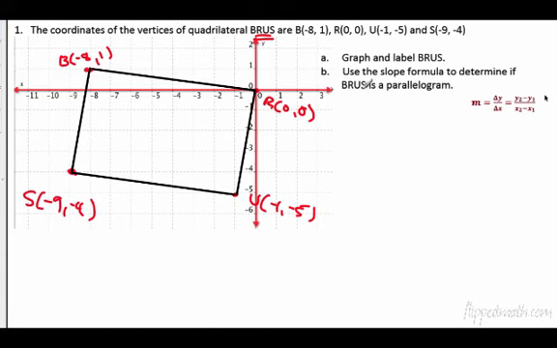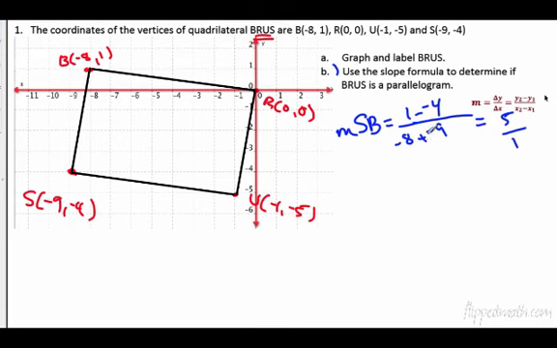What you have to do is, it says part B, use the slope formula to determine if BRUS is a parallelogram. So let's find the slope of SB first. So the slope, which we use an M, of SB is equal to, all right, so here's how we do slope. 1 minus negative 4 over negative 8 minus negative 9. What does all this equal? This equals 5 over 1, positive 5. You better make sure you got your integers right. Okay, so that is the slope of SB.